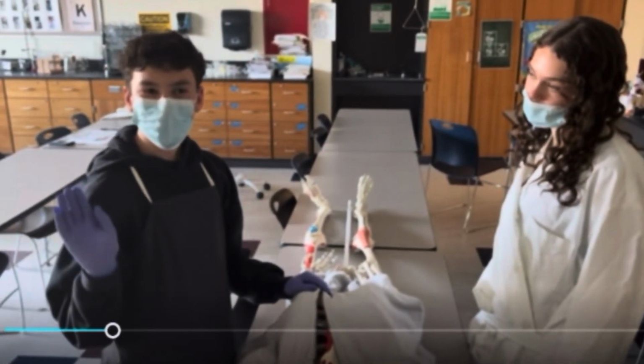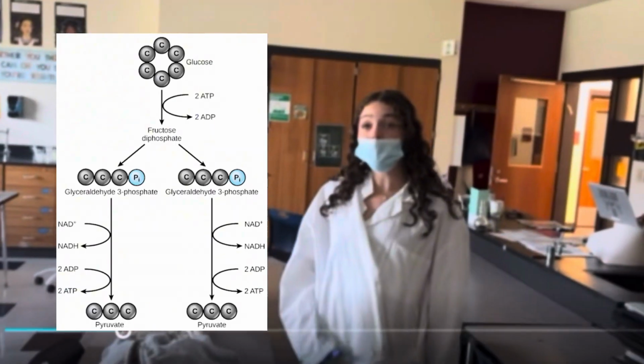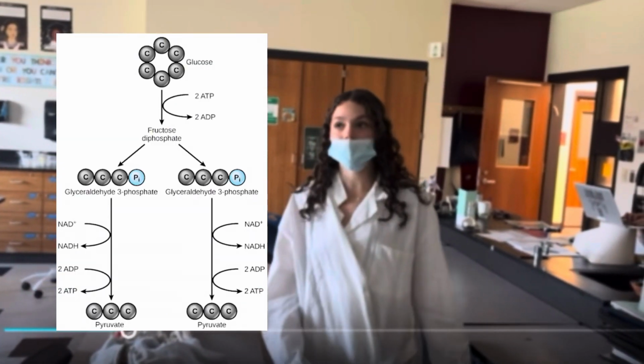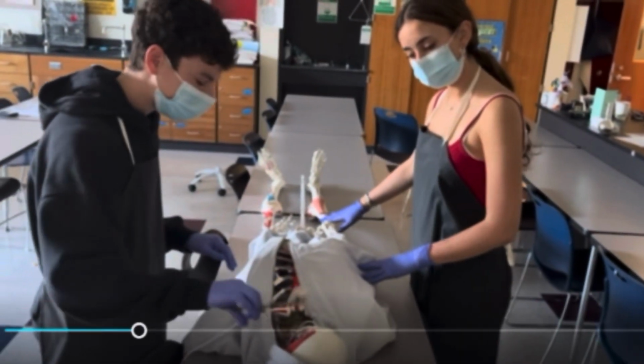Wait. Glyco as in glucose and lysis as in split? Yep, the glucose is broken down in this process, which happens in the cytoplasm outside of the mitochondria. Let's take a sample.